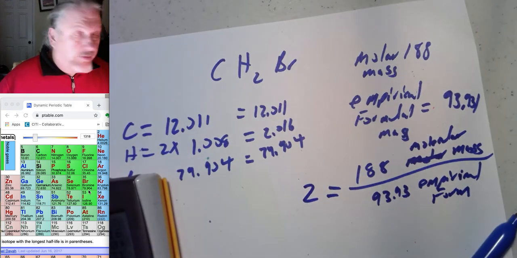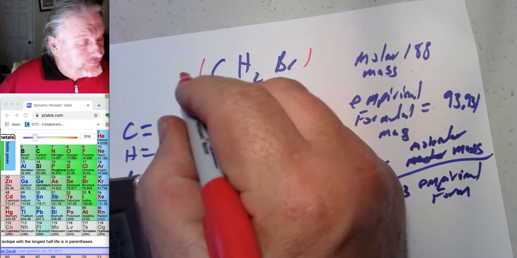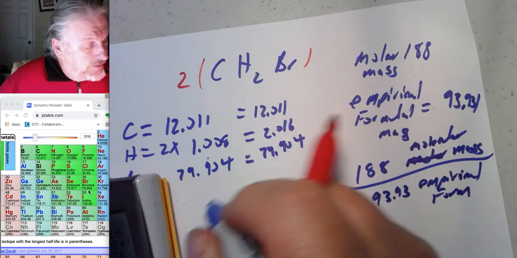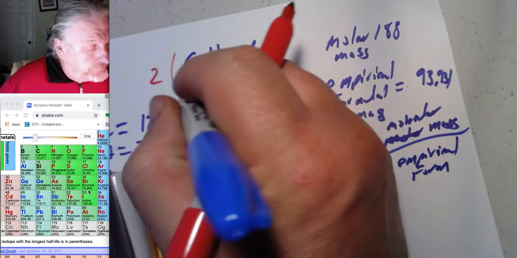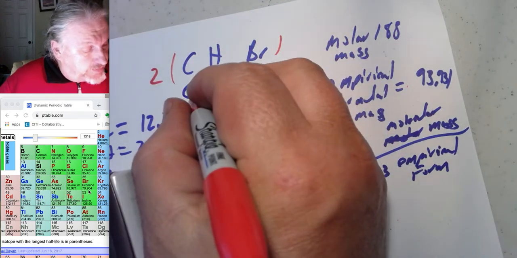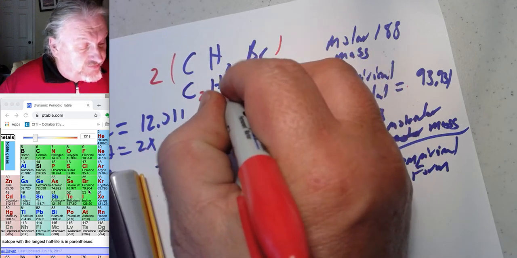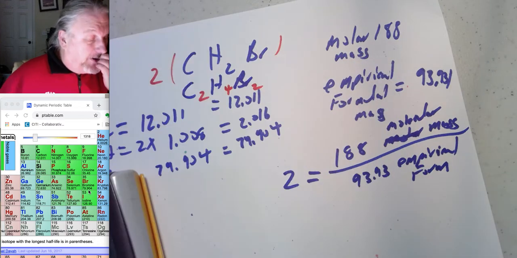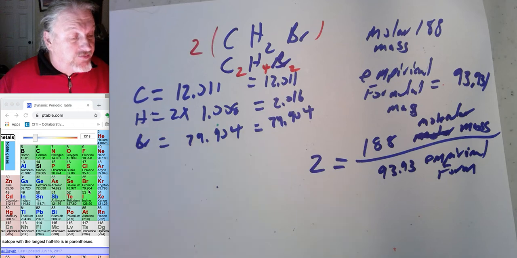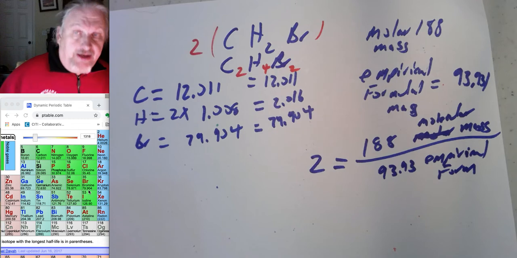So now, in order to get the actual molecular mass, I've got to multiply everything here by 2. So now I've got C, H, and Br. I started with 1 carbon, so now that's 2. I started with 2 hydrogens. 2 times 2 is 4, and 2 Br. So this compound would be C2H4Br2.